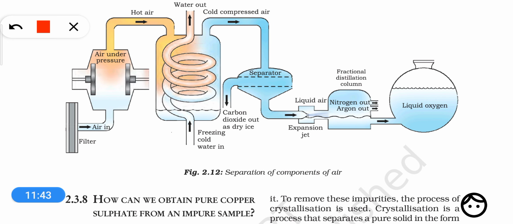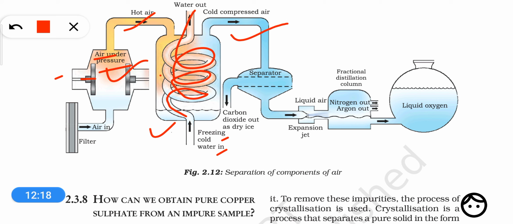How will we do it? First of all, we will put pressure on the gas. Here you can see air under pressure, and it will be compressed. When we put pressure on it, it will become hot. But we will pass this compressed gas through this tube, right? Here you can see freezing cold water is passing through this circular tube. So when the hot air comes in contact with it, it will cool down, and when the cold and compressed air passes through this apparatus, it will convert into liquid.